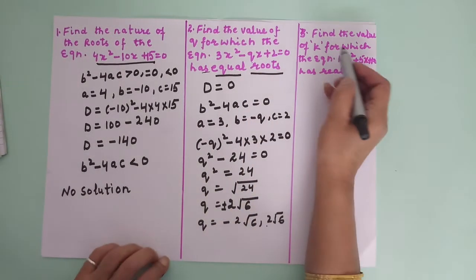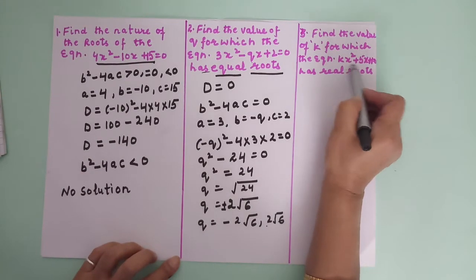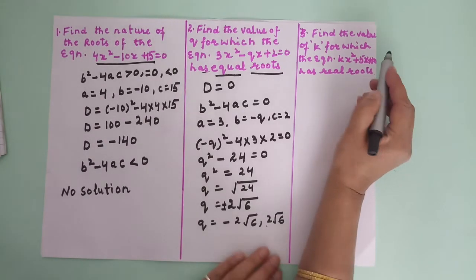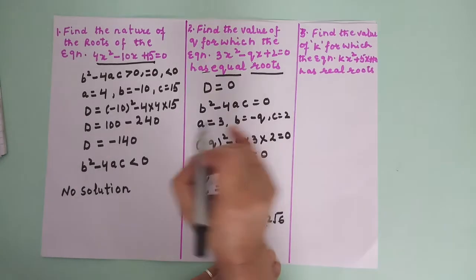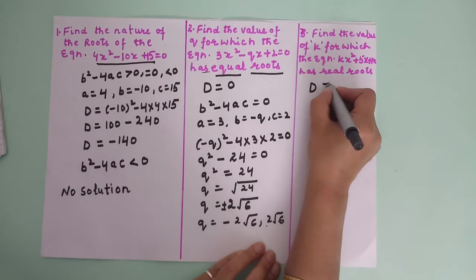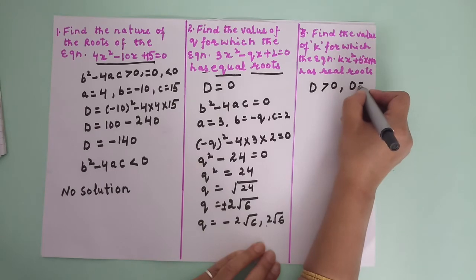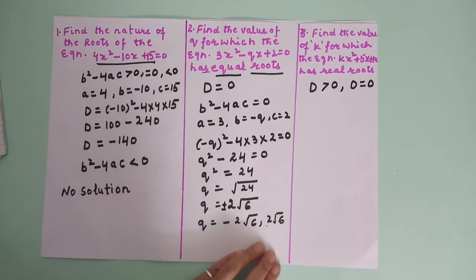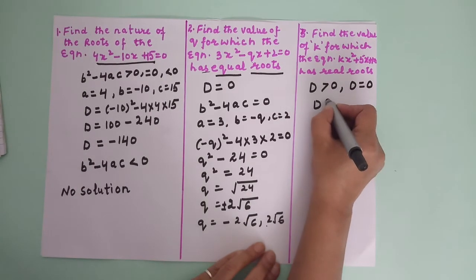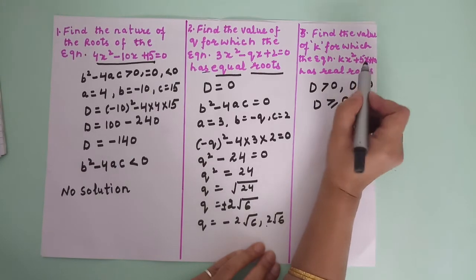Fine. Let's go to the third part. Now here we have to find the value of k for which this equation will have real roots. Fine. Now, when do any equation has real roots? If d is greater than 0, then also the equation has real roots. And if d is equal to 0, then also the equation has real roots. Let's combine this. So when d is greater or equal to 0, then this equation will have real roots.